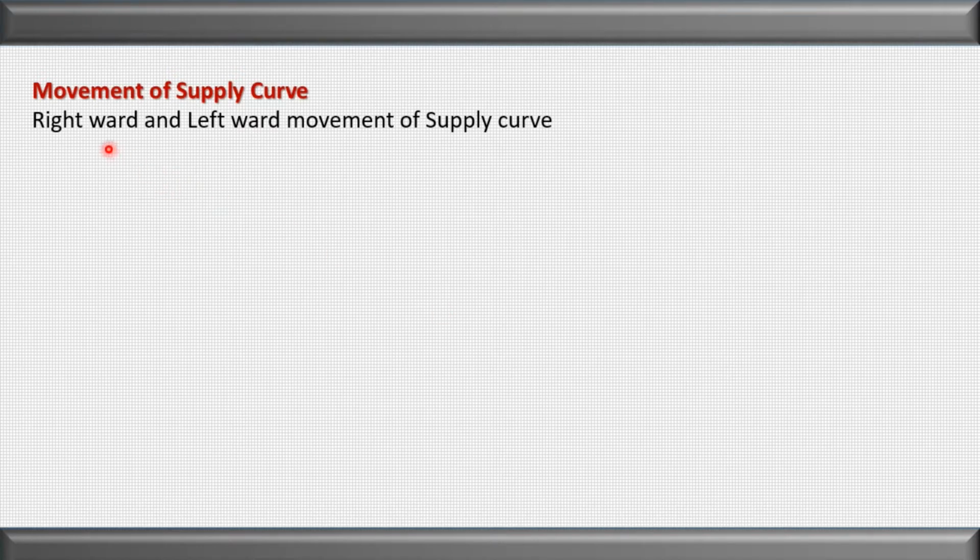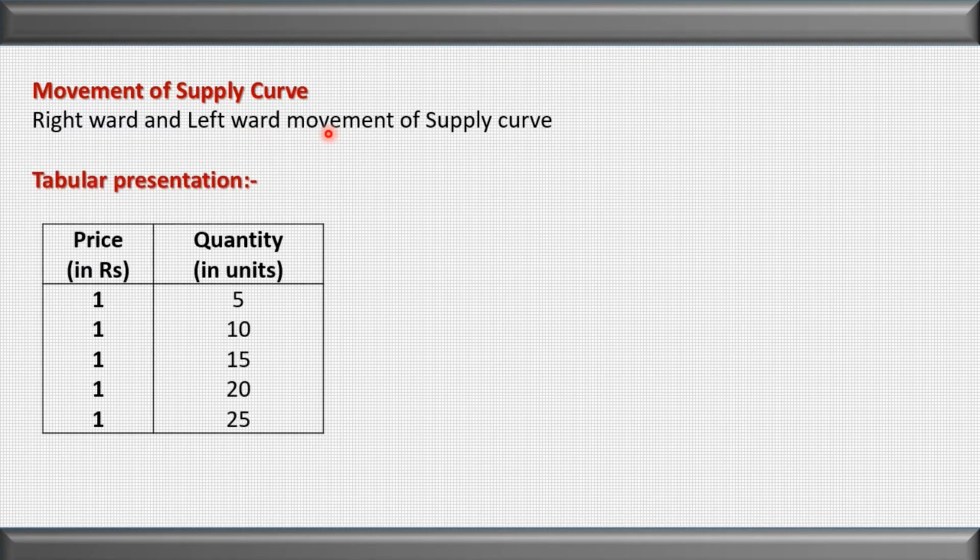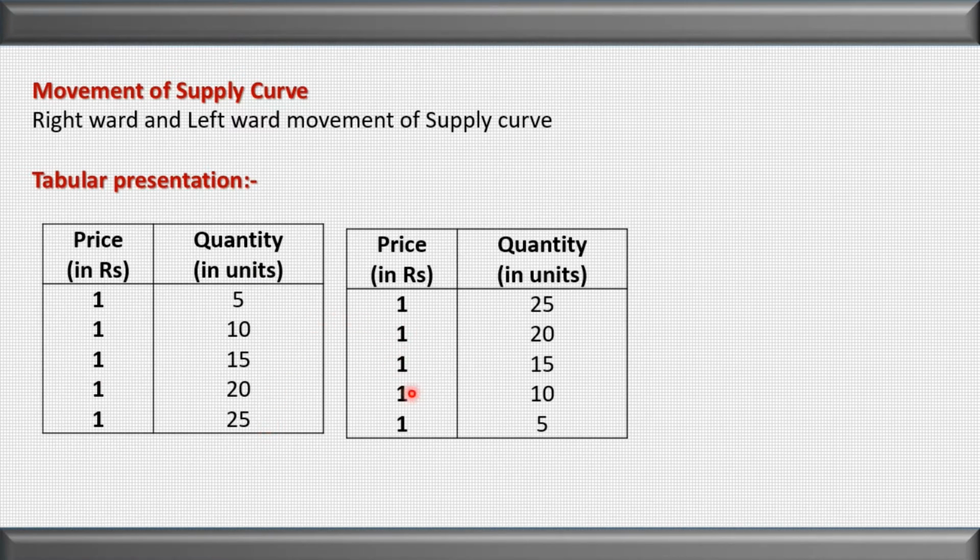The movement of the supply curve is rightward shift and leftward shift. In the case of increase in supply, there is rightward shift, and in the case of decrease in supply, there is leftward shift. Tabular presentation, here we can see the price is same but the supply is increasing. This is the case of increase in supply. And when the price is same and the supply decreases, that is decrease in supply.